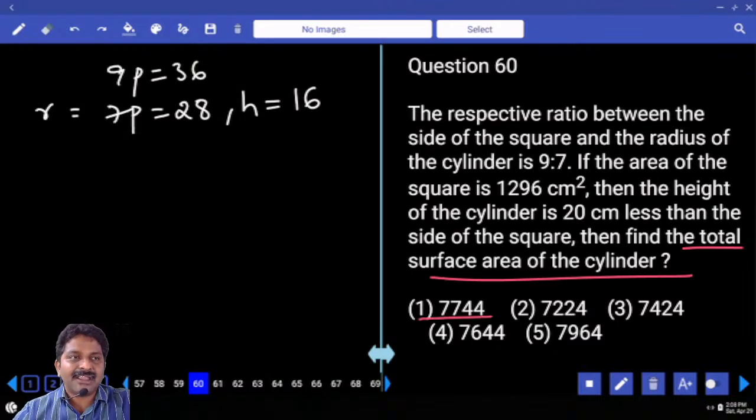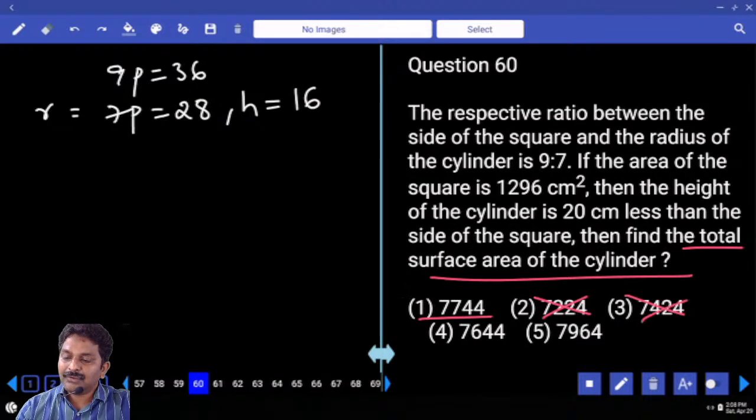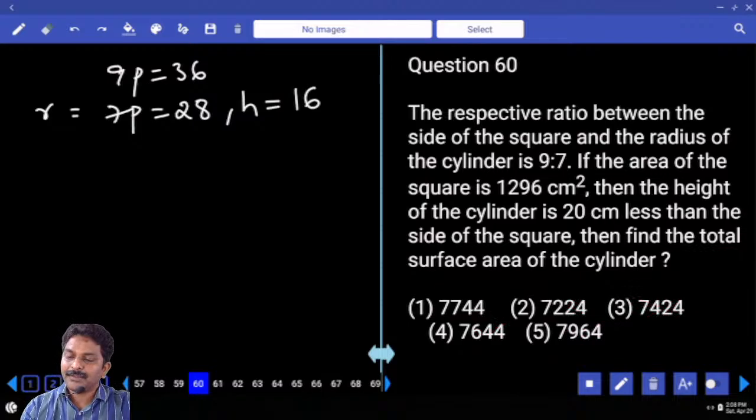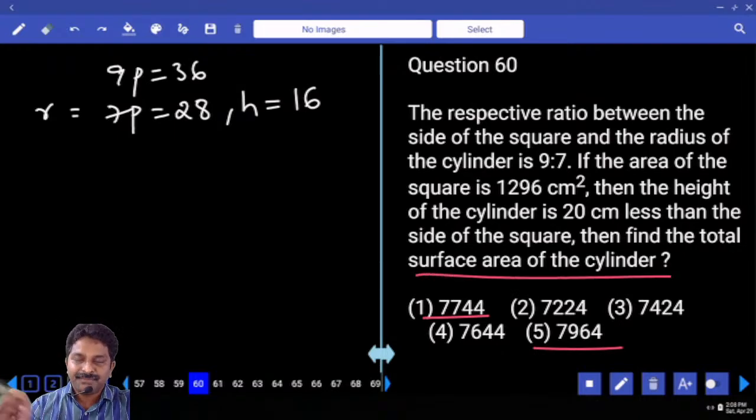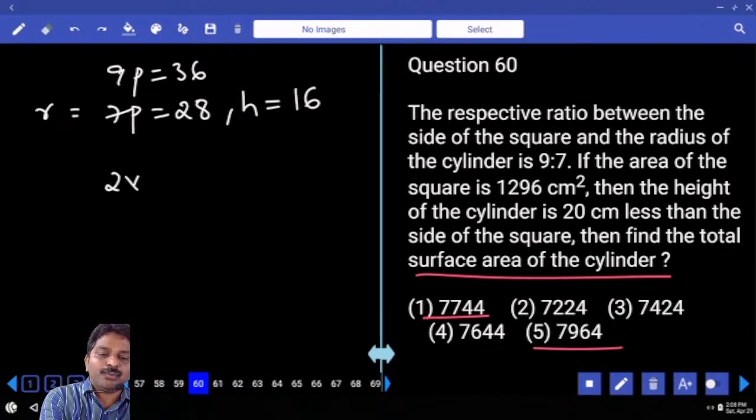Is your first number an 11 multiple? Yes. Is your second option an 11 multiple? Third, fourth, fifth? The fifth is an 11 multiple. First option and fifth option both are 11 multiples. 2 options are there. So now let's complete it. Surface area. Surface area is 2 pi r h.